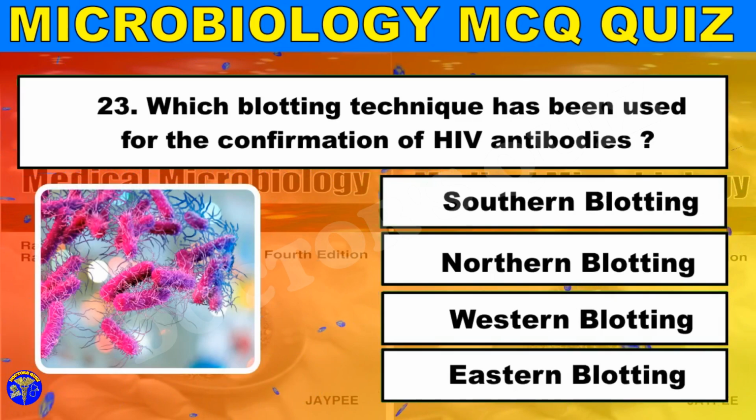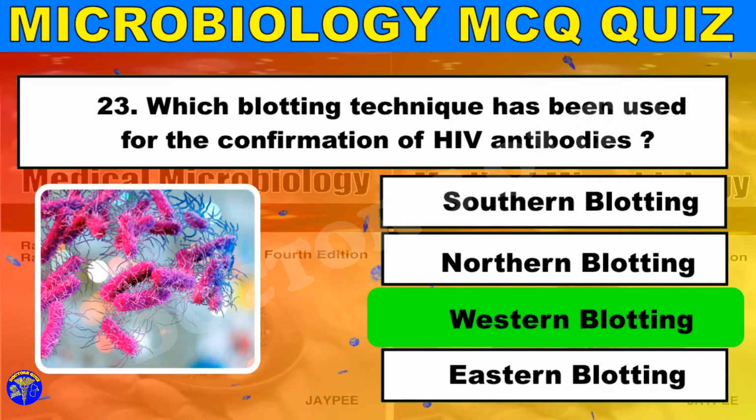Which blotting technique have been used for the confirmation of HIV antibodies? The options are Southern blotting, Northern blotting, Western blotting, and Eastern blotting. Here the right answer is Western blotting.